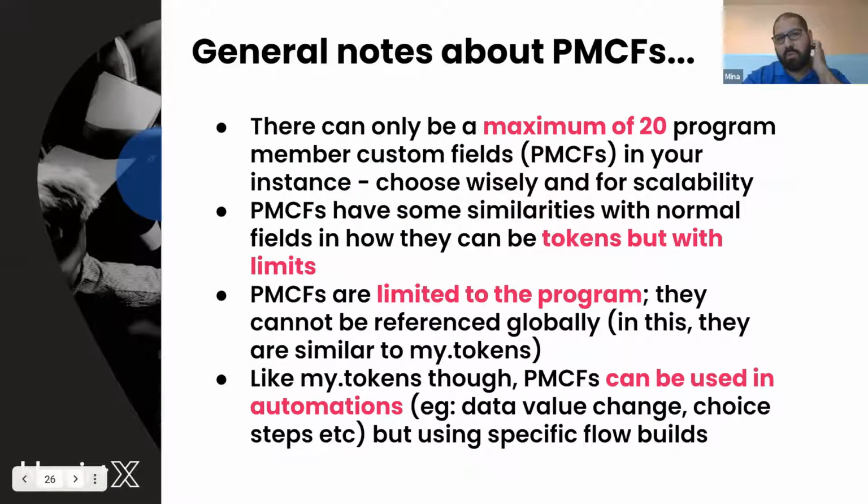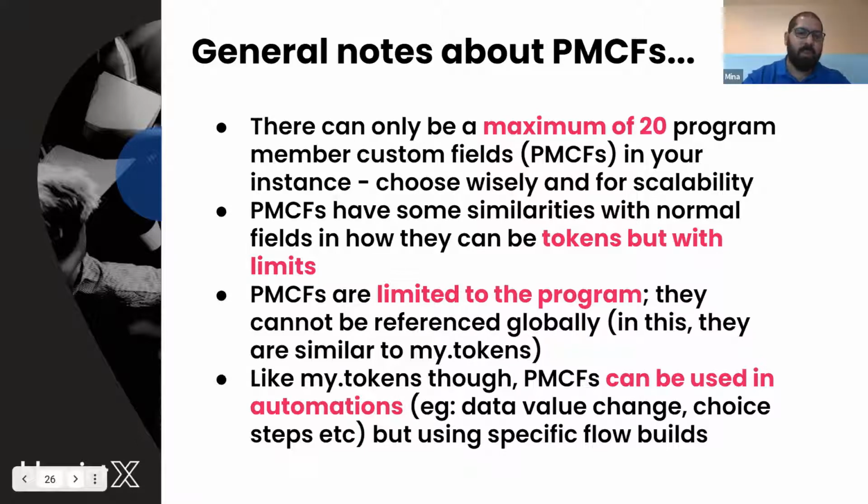There are a few general notes though, and I did want to highlight these because there are gotchas. Similar to segmentation rules, there can only be a maximum of 20 program member custom fields in your instance. So choose these wisely and for scalability. It's not something to just create on the fly, because at some point you will max out and then you'll have to raise a ticket to support to remove them. And as you know, when you're trying to remove a field or a field value such as a program member custom field, you'll have to unpick it from all the programs that might still be using it.